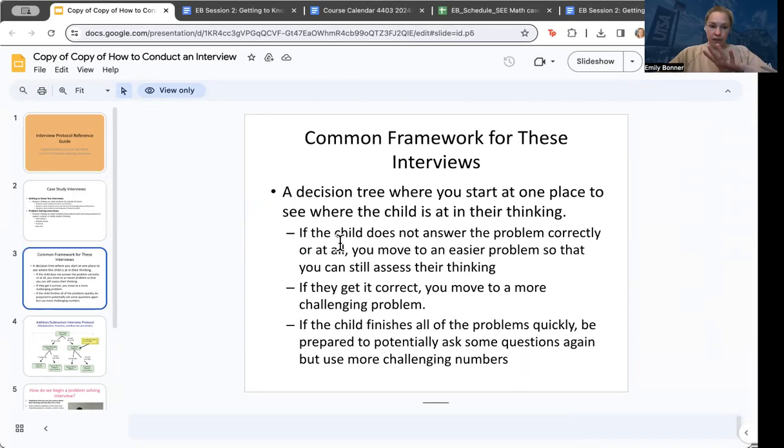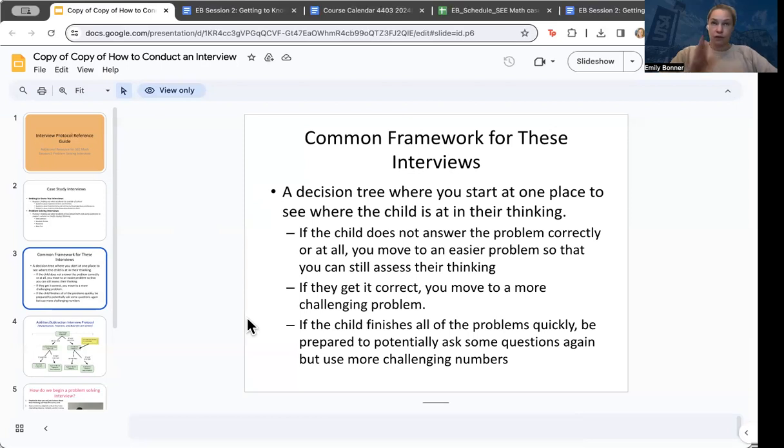The way that we conduct these is with a decision tree. Everyone starts at the same place, and then you will move forward in a way that makes sense depending on what the child does. If the child does not answer the question correctly, you go one way. If they do answer the question correctly, you go a different way, and you just follow the tree all the way down. If the child finishes quickly, you can have some other things prepared, or you can go back and ask some of the questions that weren't in your decision tree because they answered everything so quickly. So just be prepared for that.